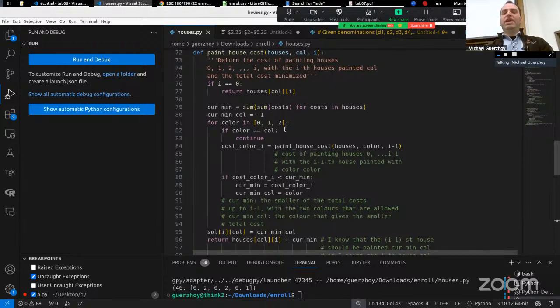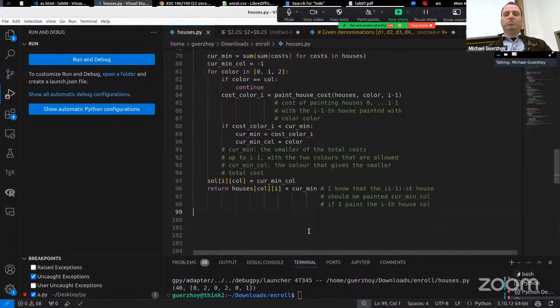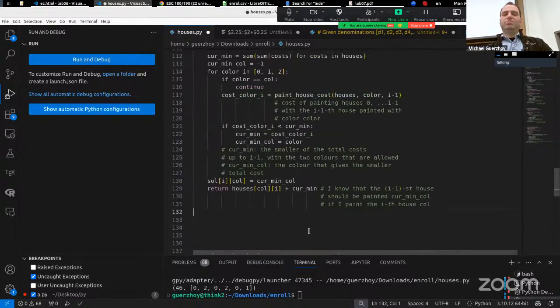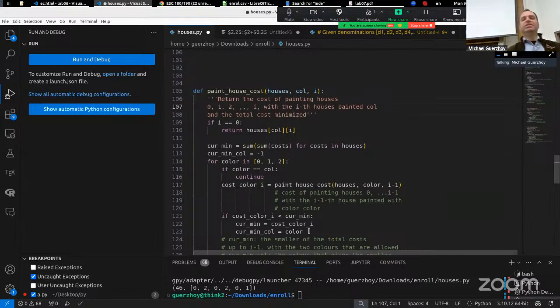is get the solution in an elegant way, as opposed to the inelegant way that we proposed last time. So here's what I'm going to do. I'm going to just copy and paste this. And I want to think about this in terms of what the recursive function currently returns. Currently, it returns the cost of painting houses up to I, where I is painted with color COL. That's just the definition of what this function returns.